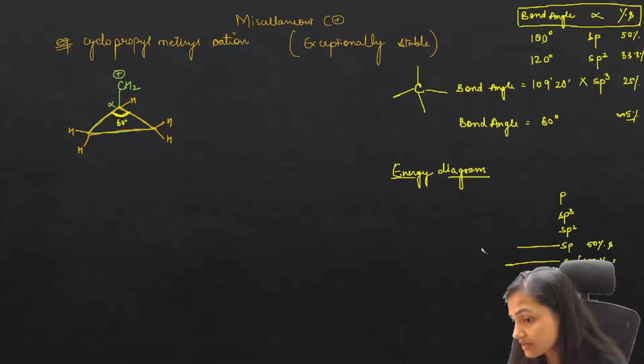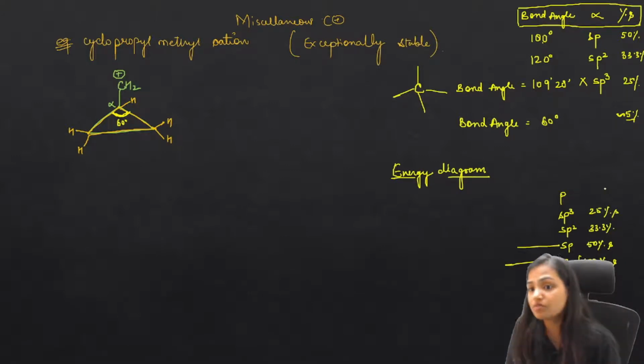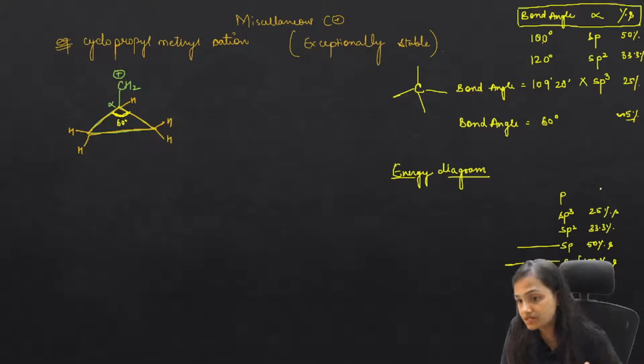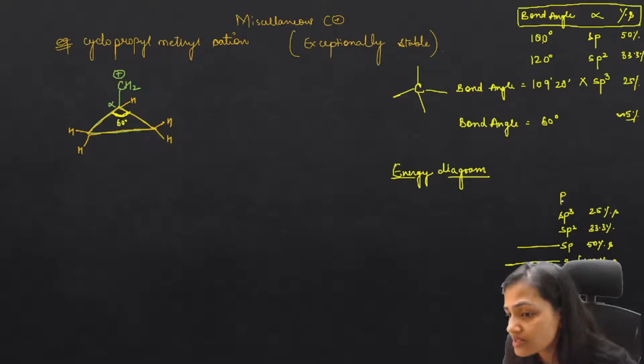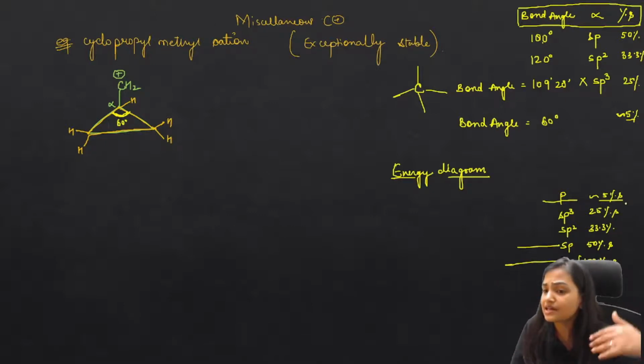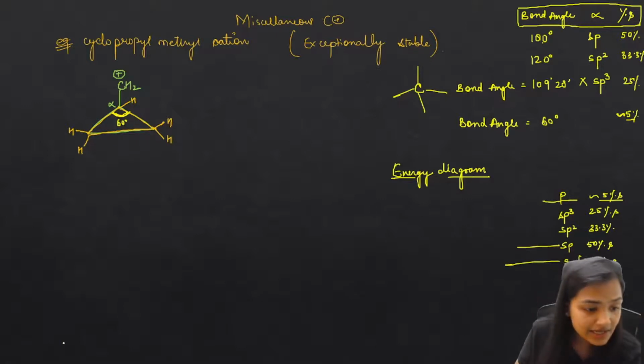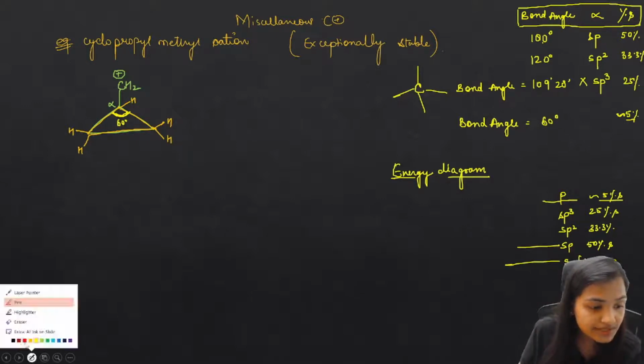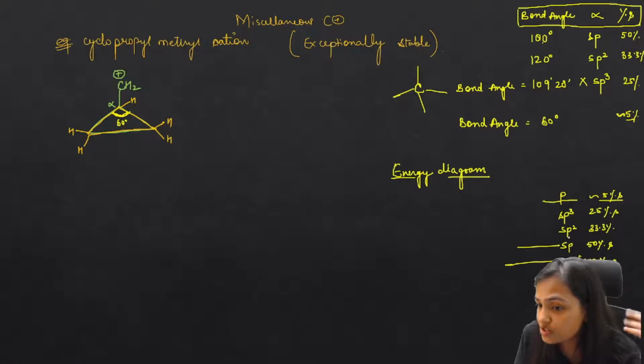50% S character, here 100% S character, here 33.33% S character, here 25% S character, and now I'm saying that I'm not saying that there will be no hybridization. There could be hybridization. Now I can only say that the S character is going to be approximately 5% S character. That is, the S character is decreasing. So when the S character is decreasing, I was expecting this to be here, but here the energy is increasing.